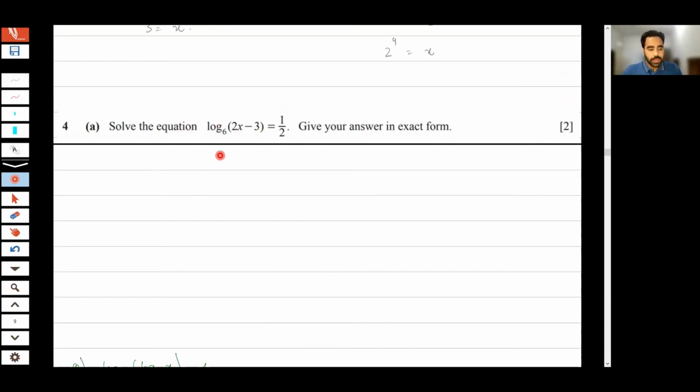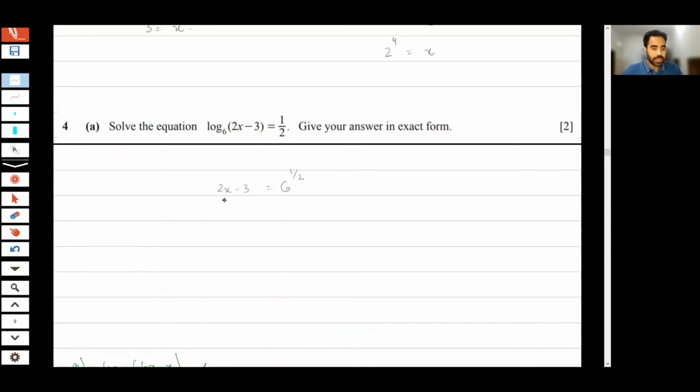So now what do I have to do for this? I have to convert this from logarithmic to exponential form. So my base is 6, 6 would come over here. Okay, so I'm going to get 6, and my result would become the power: 6 to the power half equals 2x minus 3.